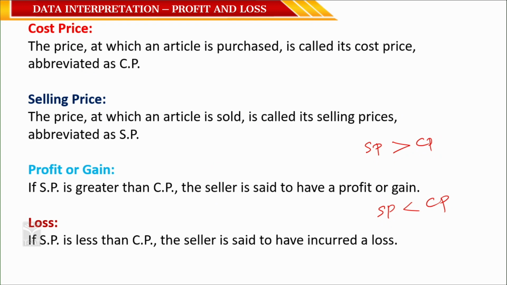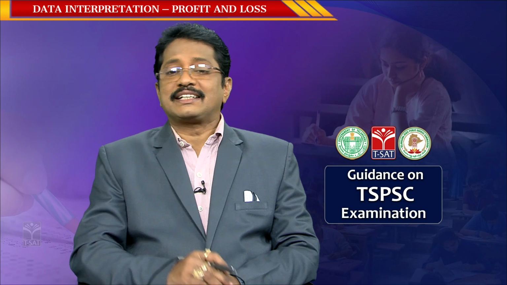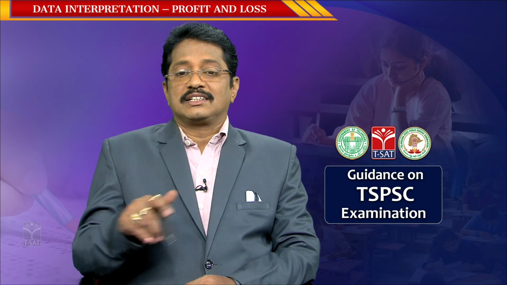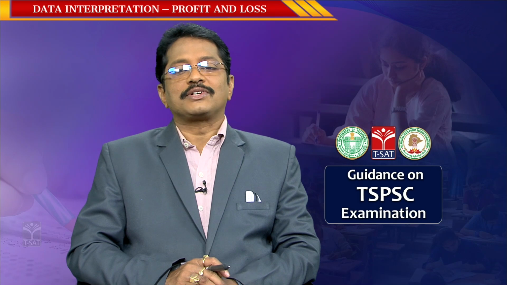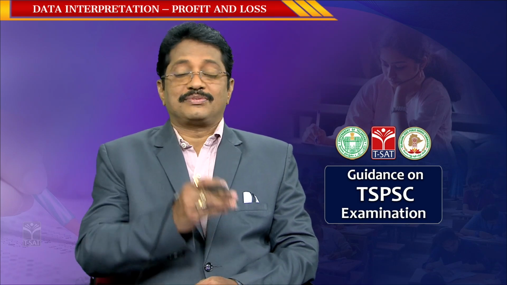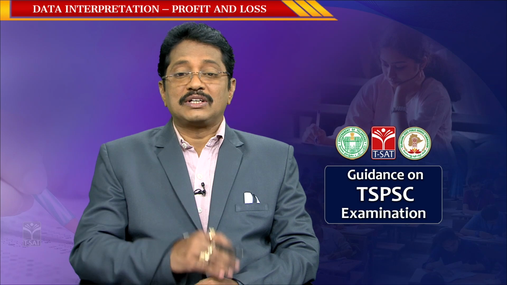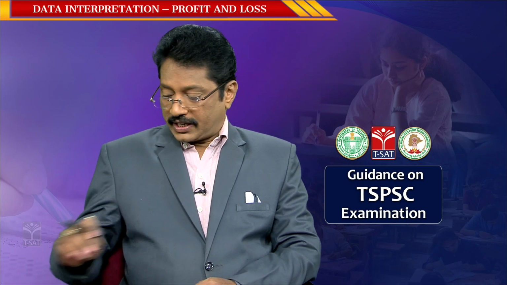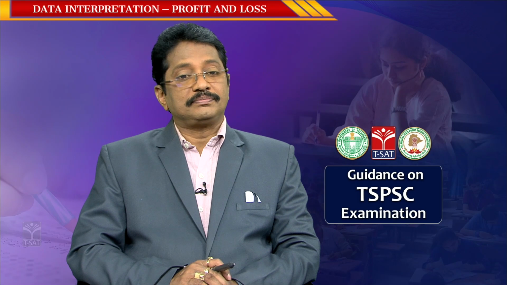If selling price is greater than cost price, G stands for gain. If it is lesser, L stands for loss. If selling price is greater than the cost price, greater, the first letter is G, so gain. If selling price is less than the cost price, the first letter is L, so loss. You have to remember this. This advice is for non-mathematics background aspirants. Is it clear? Okay. Now, we will move to the next.